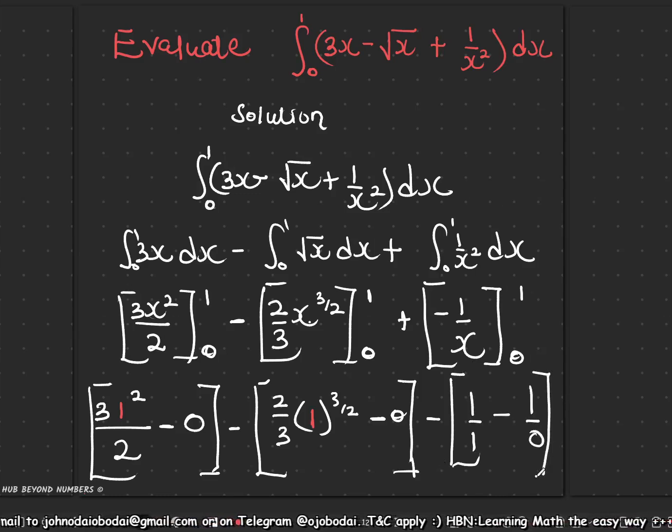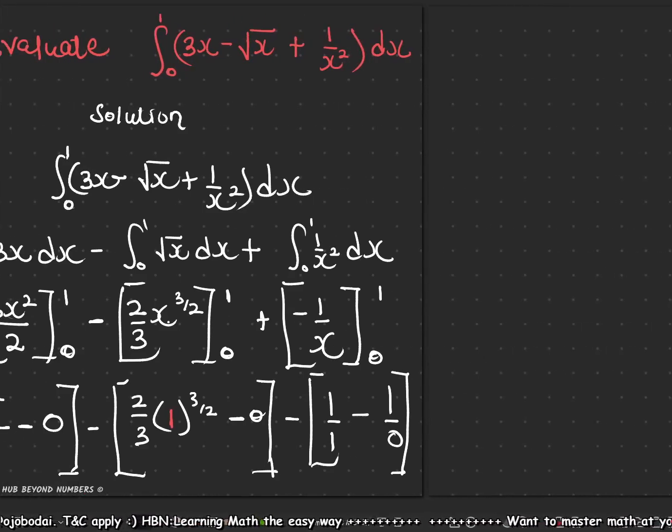Now this is where the whole problem starts. For this very third one, we know 1 over 0 doesn't exist. You see, 1 over 0 doesn't exist. So what this tells us is if we evaluate this integral, it doesn't converge. It does not converge. So this here makes everything null.